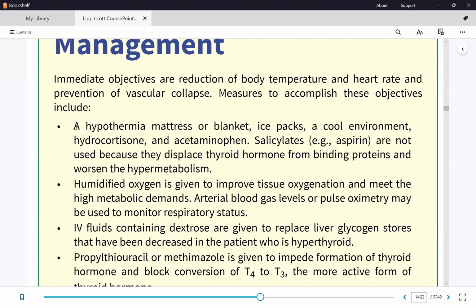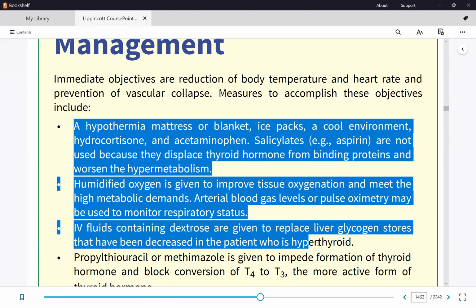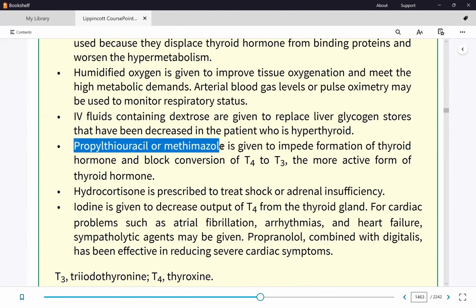Cool them down. Give oxygen. IV access and start fluids. And then we give either, okay, not both, either of the two thionamides, either propylthiouracil or PTU or methimazole. These drugs are what we call anti-thyroid medications.